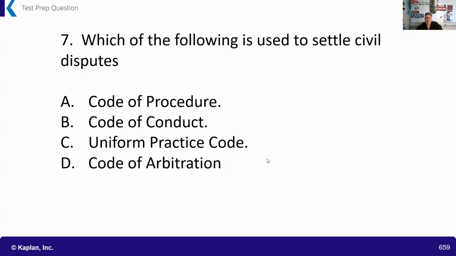Again, I love this answer set. Make sure you got all the ones that are used here. So code of procedure is not civil disputes. Remember, that's trade practice complaints. Code of conduct, very testable, is the right answer to a different question. That's the ethical behavior of broker dealers and associated persons or customers. Uniform practice code, that's the standardized practices in secondary trading of securities. The code of arbitration, ding ding ding. Make sure you got that answer set down, because that answer set is very testable on the test. And that is D as in dog.